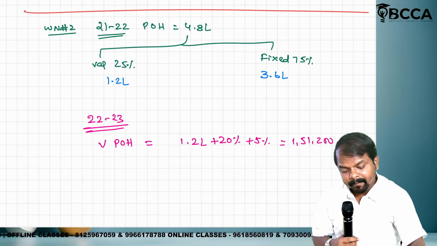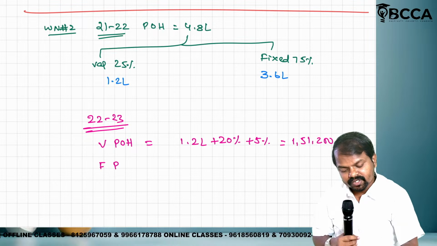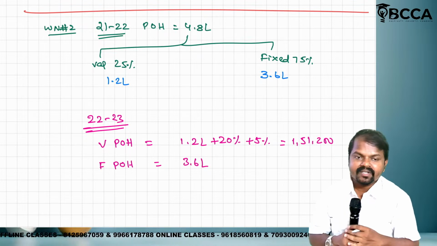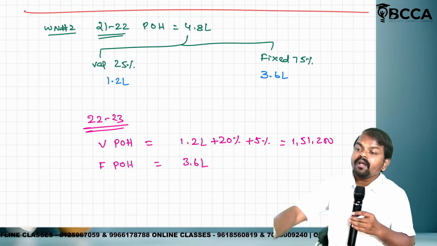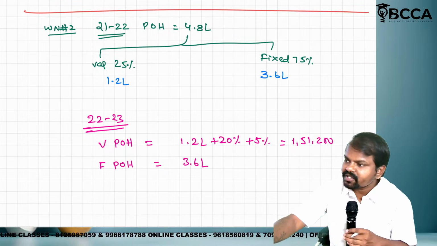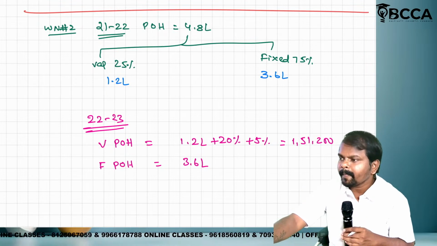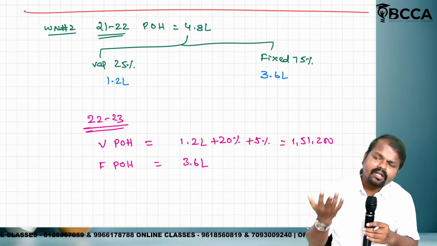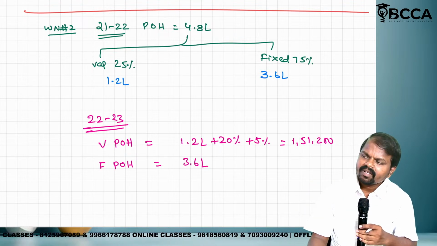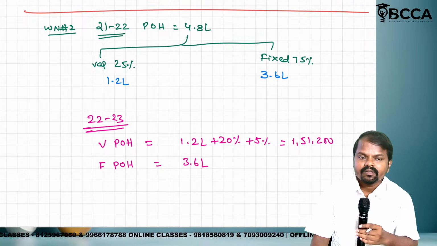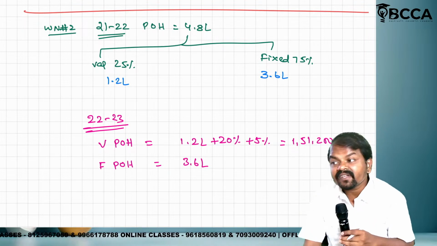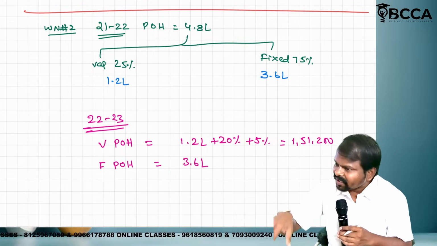1,51,000 fixed POH. Last year fixed POH 3,60,000. See, fixed overhead, fixed cost can change year to year. What is the meaning of fixed cost? Cost which is correct. Last year fixed cost 3,60,000. This year fixed cost obviously 3,60,000.